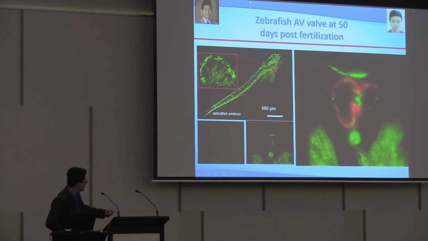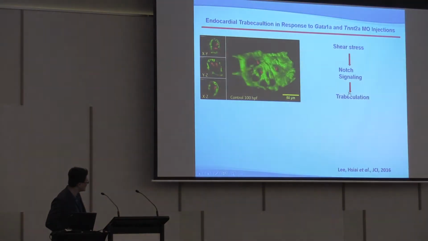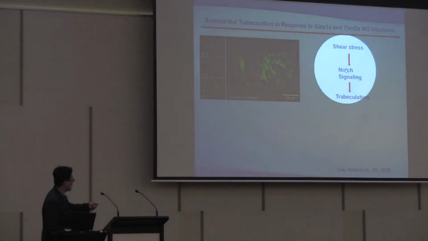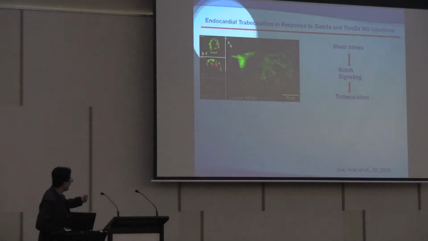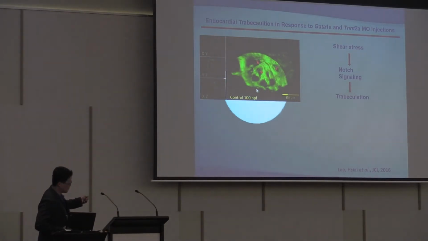And in this case, this is the AV valve labeled with FLIC1 and GFP, and then cardiomyocyte light chain in disarray. So this basis is really the foundation for us to test the hypothesis, a simple mechanotransduction hypothesis, that mechanical shear stress is the underlying mechanism leading to Notch activation, thereby promoting differentiation, proliferation, or trabeculation. So this is the baseline, illustrating these trabecular ridges at about 100 hours after fertilization.